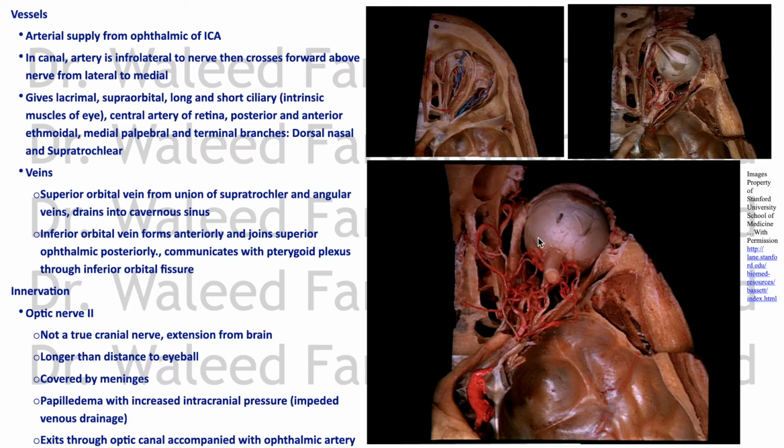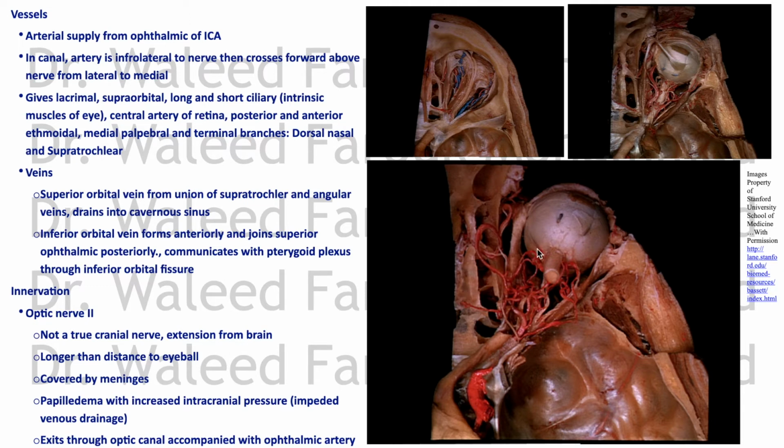Imagine your vision is hanging on this delicate artery, the central artery of the retina that supplies the retina from the inside. We have anterior and posterior ethmoidal arteries. This is the anterior ethmoidal, this is the posterior ethmoidal, and by now you should know the story of the anterior and posterior ethmoidal vessels and nerves, since we studied the nose and paranasal air sinuses.